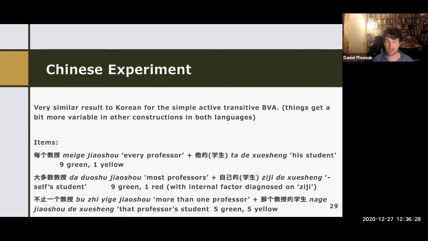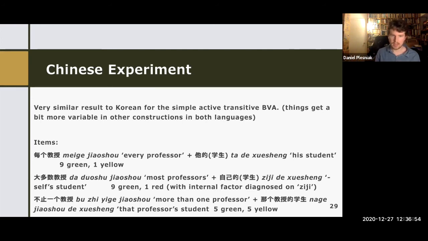Similarly with Chinese, we had exactly the same sort of setup. Almost no one accepted the anti-structural BVA. One person did with the second pairing, which was most professors and this ziji, like tashin, like jibun. But that person had already been diagnosed as having an internally affected ziji. So that is fitting with the correlations.